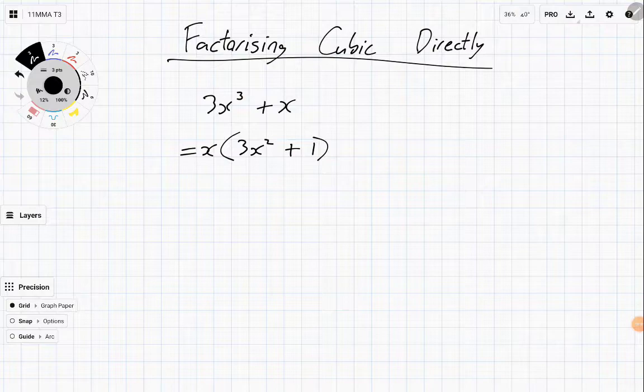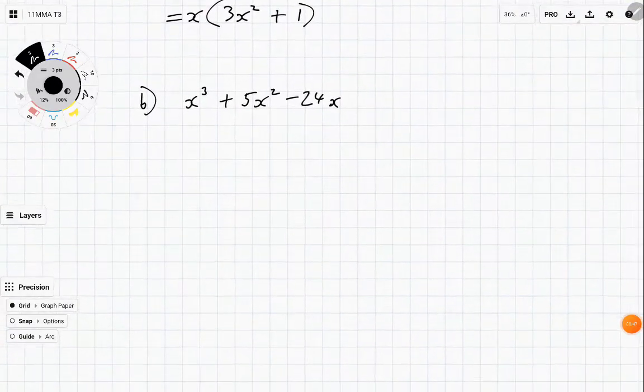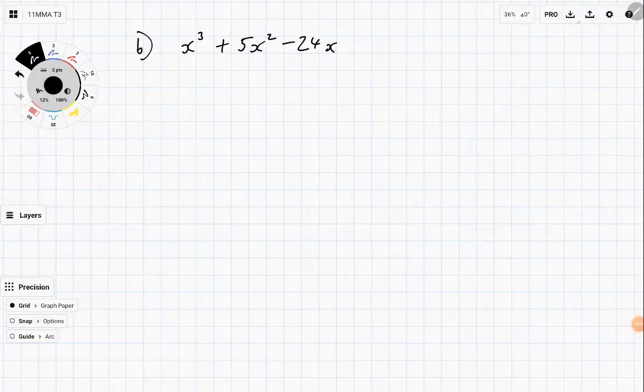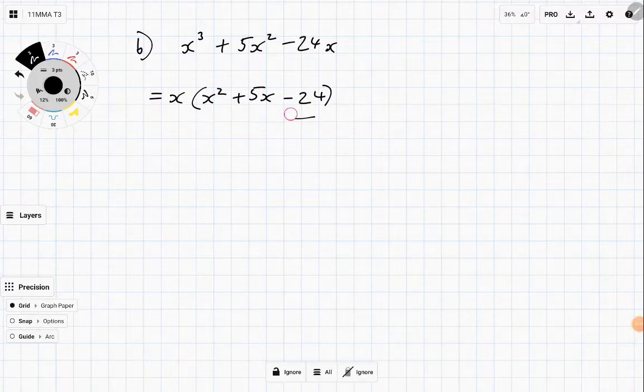Let's look at a more complicated one. Alrighty, let's look at this one. Well, we can certainly see there's a common factor of x. So let's pull that out the front. And we're going to be left with x squared plus 5x minus 24. And we go, okay, well, great job, except now we've got a quadratic in these brackets, and we can factorize quadratics.